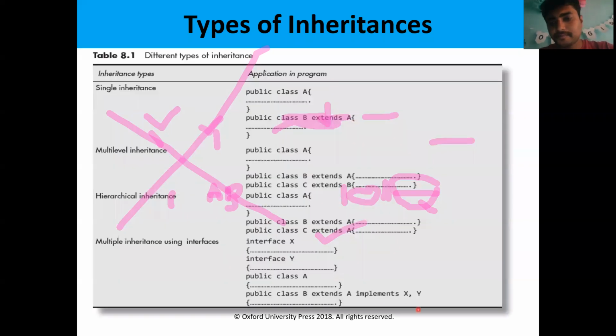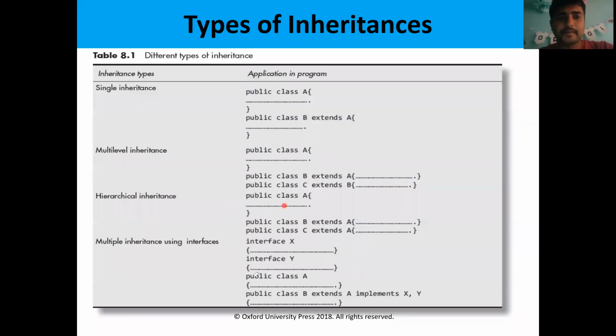So next one. Types of inheritance, just simple example codes.